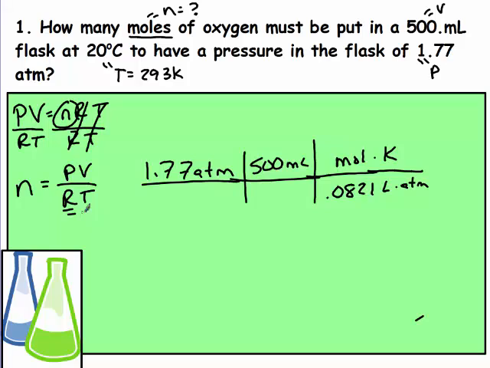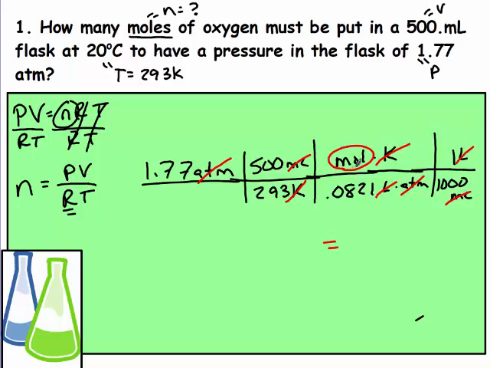Temperature needs to be on bottom. I can put that anywhere on the bottom. And now I'm going to start crossing out my units. ATM cancel. Kelvin cancel. But that's all. Notice my milliliters and liters don't cancel because they have to have liters. So 1,000 milliliters is 1 liter. So now millis cancel, liters cancel. I'm left with moles. So now I can plug it into the calculator.